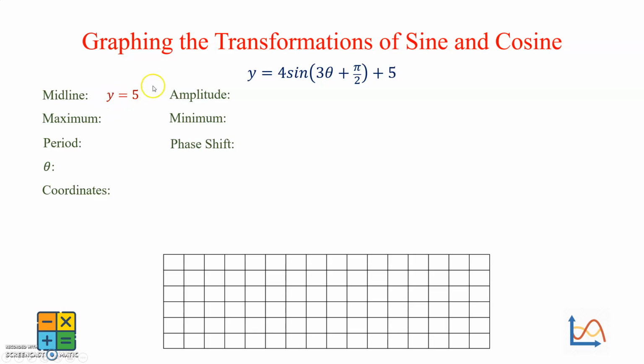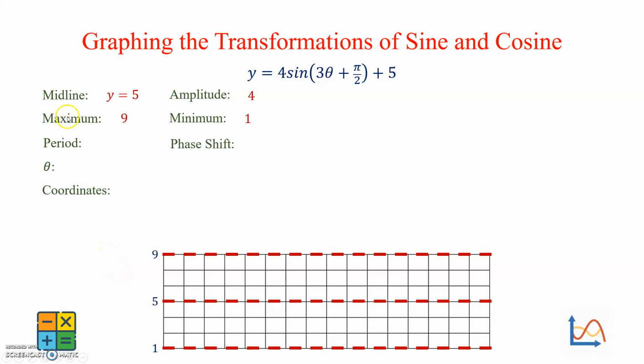My suggestion is as soon as you find information, begin to graph it. So the line we just found, the midline, is 5. Let's keep going. Amplitude is 4, which means my maximum is 9 and my minimum is going to be 1. And as I'm finding it, I will actually graph it. Because the maximum was 9, the top line is always the maximum, 9. The bottom line is always the minimum.